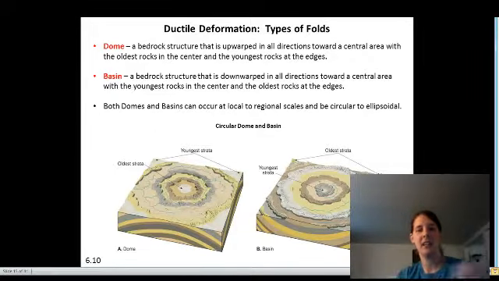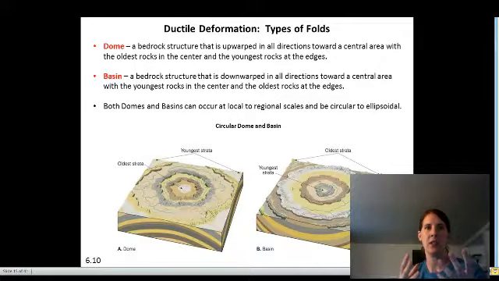And a basin is downward in all directions. Okay, so upwarping in all directions or downwarping in all directions. And a dome then, as it's upwarped in all directions, the stuff at the surface erodes. Stuff at higher elevations tends to erode faster. So what happens is the stuff at the center is the oldest material, and stuff at the edges is the younger material, like you see in the image here.